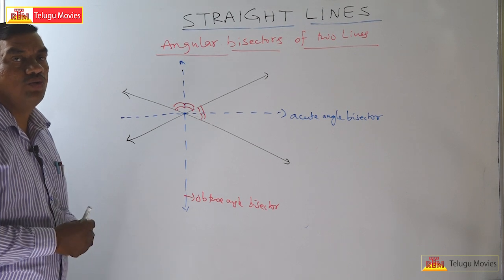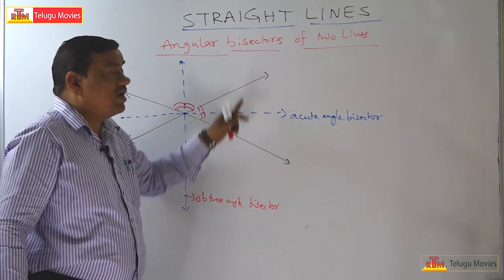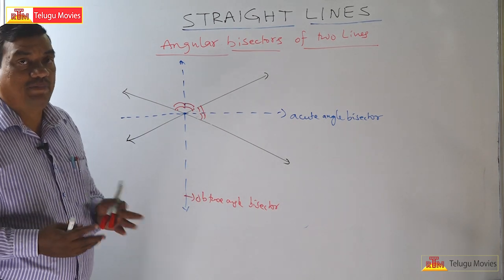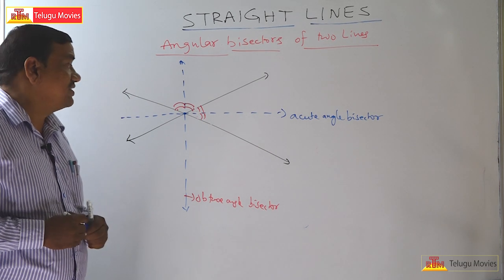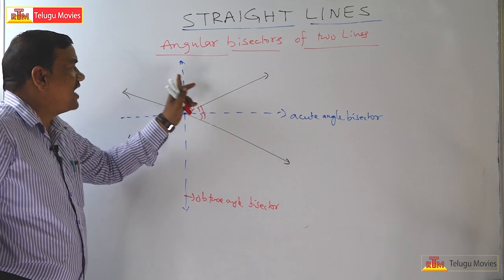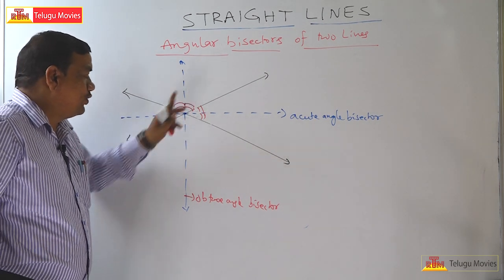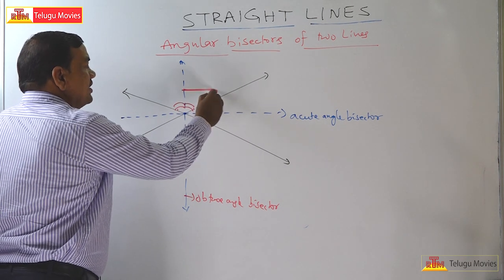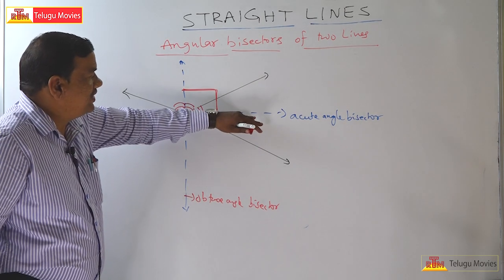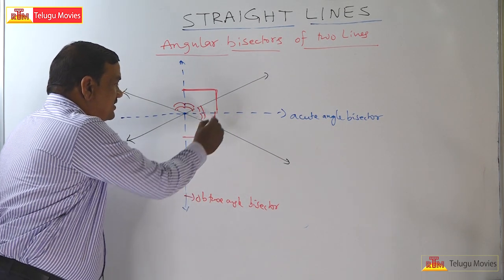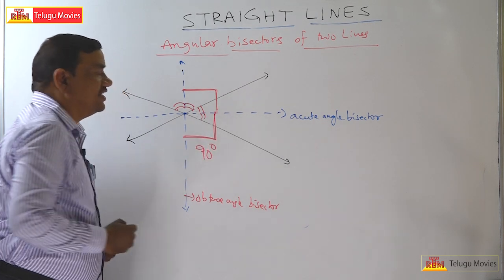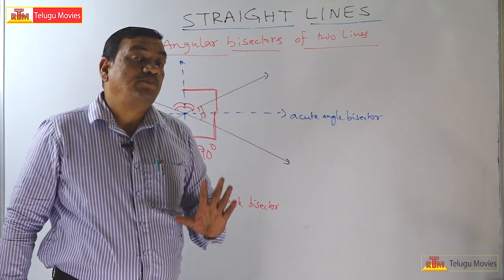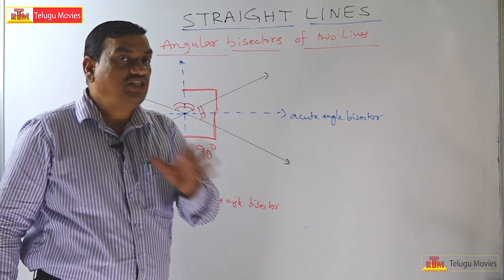First thing we have to learn is that whatever the lines may be, these two lines are intersecting lines, and the angle bisectors of intersecting lines, that means both the acute angle bisector and the obtuse angle bisector, are always perpendicular to each other. The angle between the acute angle bisector and the obtuse angle bisector is 90 degrees. Understand? These two are perpendicular.